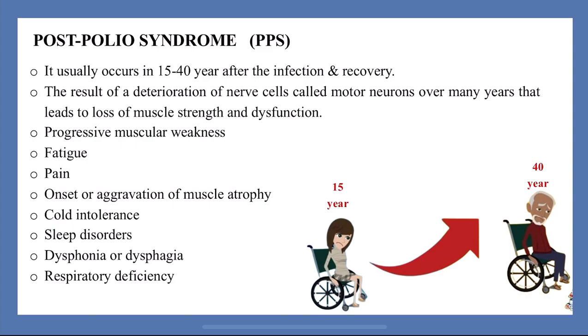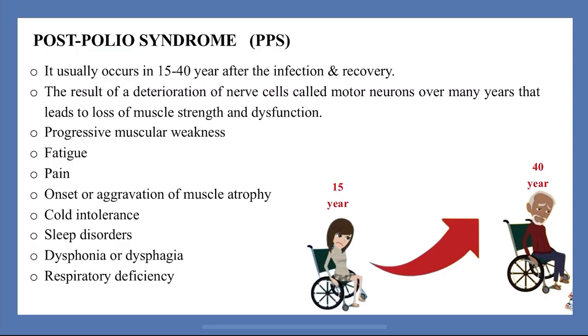Then we will discuss the post-polio syndrome. The post-polio syndrome usually occurs 15 to 40 years after the infection and recovery. Once the patient is infected and then recovered, the post-polio syndrome is observed in 15 to 40 years. The deterioration of nerve cells, especially the motor neurons, over many years will lead to the loss of muscle strength and muscular dysfunction.